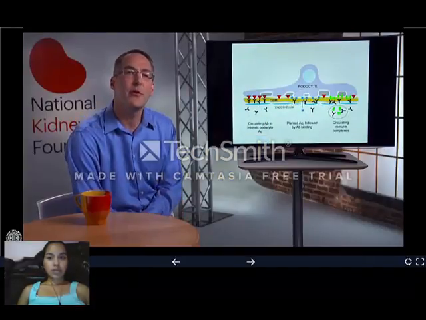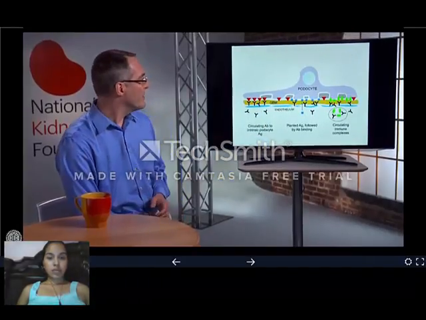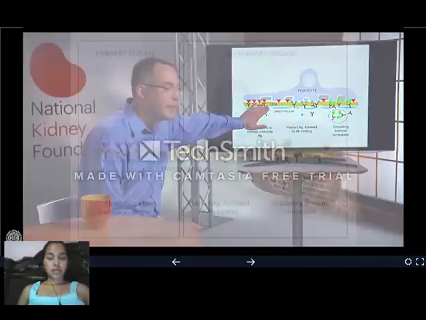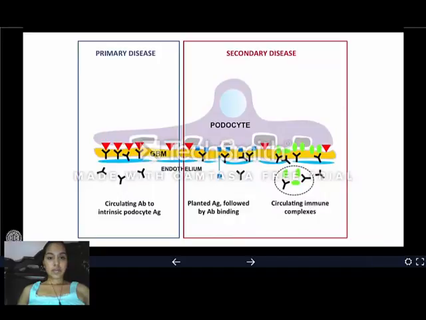So how do these deposits form? The general principle is that antibodies in the bloodstream need to cross the GBM, the glomerular basement membrane, to target protein antigens that are present beneath the podocyte.